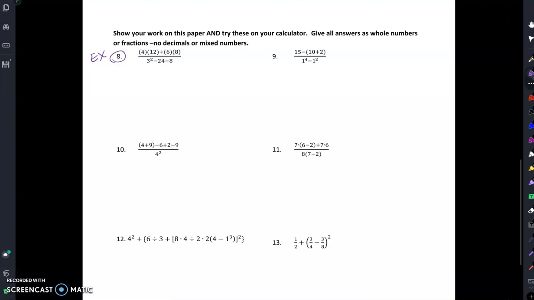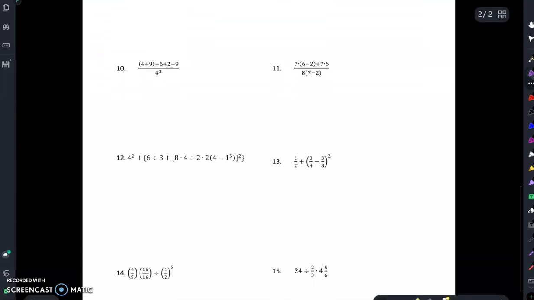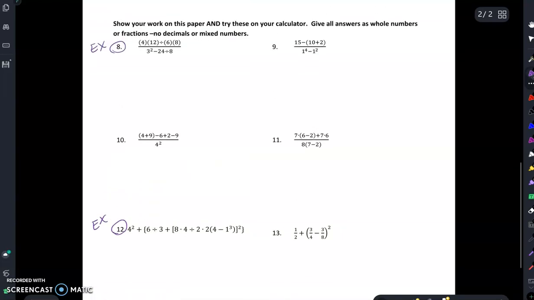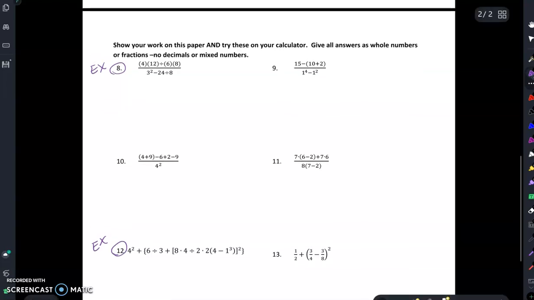And again, you can pause and try it on your own and then look after. I will do this fraction one right here, number 14. Looks like a good one. And I think this one's pretty sticky, number 12. Okay, the rest of them I'll write up solutions for you.